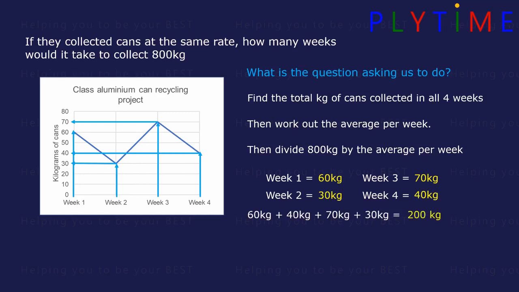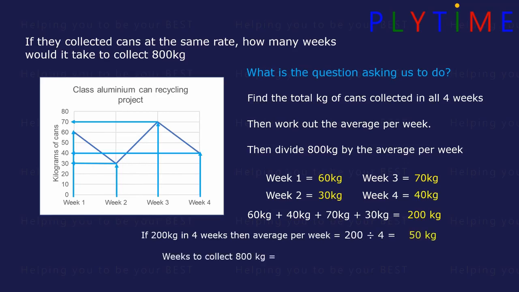To find the average, we need to divide it by the number of weeks. So 200 divided by 4. It's a total of 50 kilograms per week. So how many weeks would it take to collect 800 kilograms? It's 800 divided by 50.